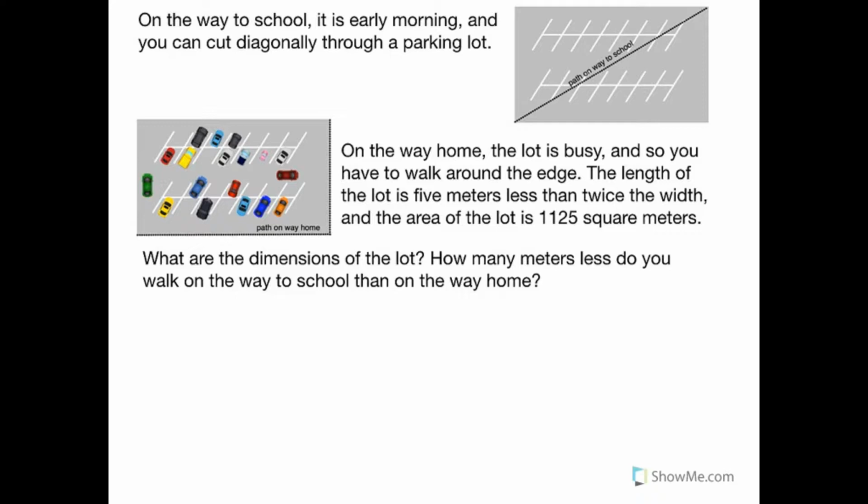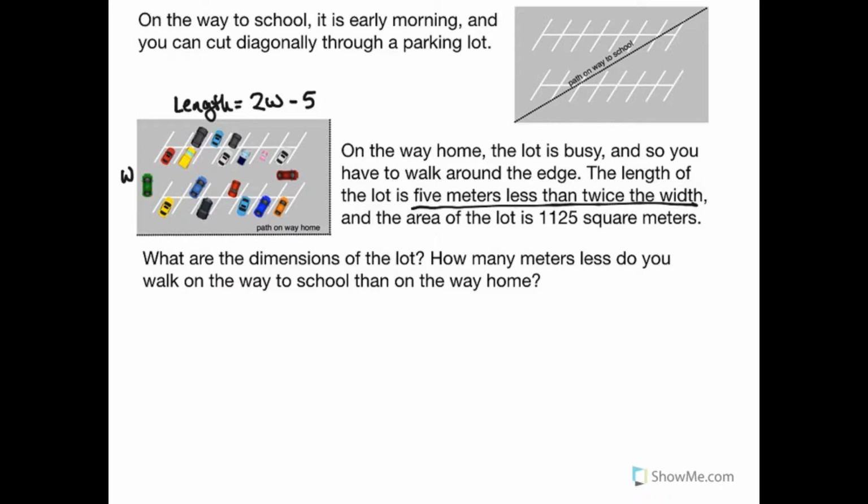Well, let's call one side of the parking lot length and the other width, and the length is twice the width minus 5. That's what 5 meters less than twice the width means. And then the width is the other side here, and the area is 1,125 square meters.